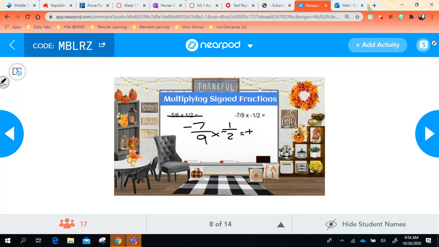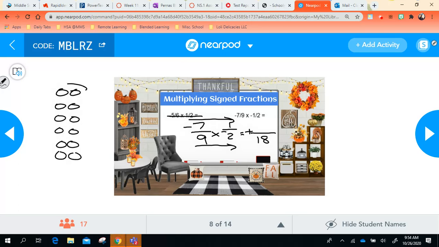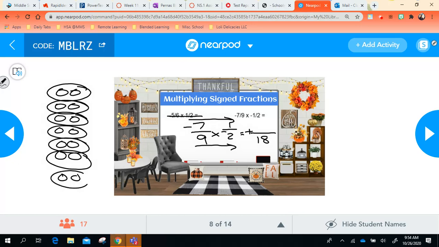And I like to start with the bottom. What is 9 times 2? 18. So my bottom number is 18. Or I can do 9 groups of 2. 1, 2. 1, 2. So this is 1, 2, 3, 4, 5, 6, 7, 8, 9. So then I count up all my numbers and it gives me 18. This is 9 times 2.